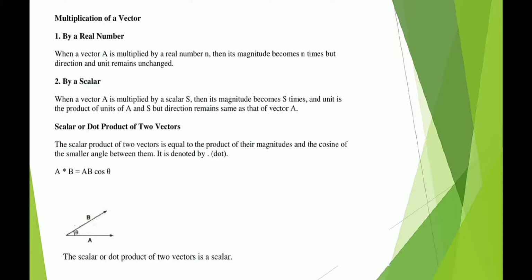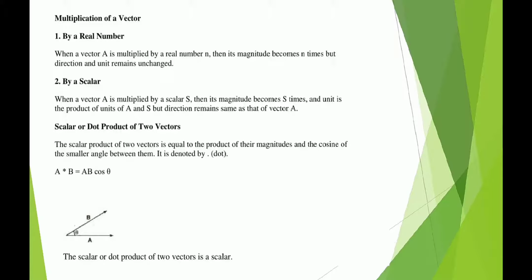Multiplication of a vector by a real number. When a vector A is multiplied by a real number n, then its magnitude becomes n times, but direction and unit remain unchanged. Second one, by a scalar. When a vector A is multiplied by a scalar s, then its magnitude becomes s times, and the unit is the product of units of A and s, but direction remains the same as that of vector A.